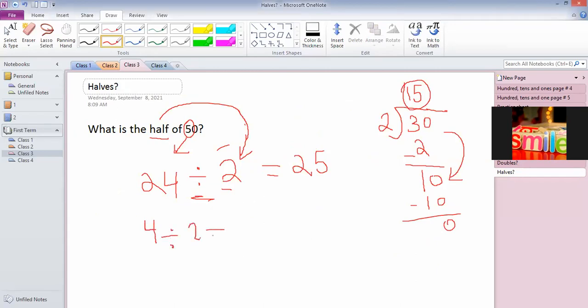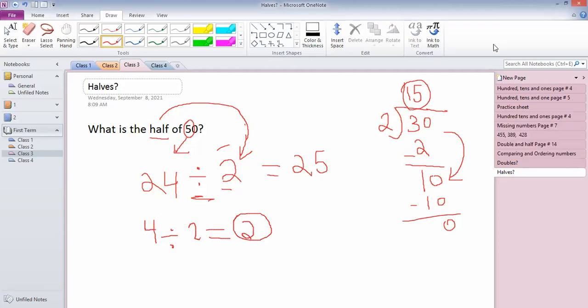So 2 multiplied by what will give you 4? That is 2. So half of 4 is 2. Half of 8 is 4. 8 divided by 2 is 4. Half of 10 is 5.